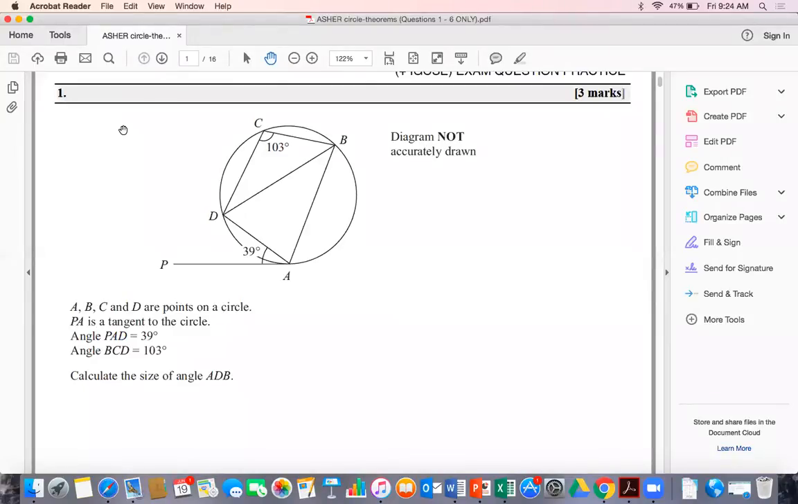Okay, let's look at number 1. If A, B, C, and D are points on a circle. Elijah, what did you get? What answer did you all get? I got 64 degrees. Did anyone get a different answer? I got 38.5, sir.